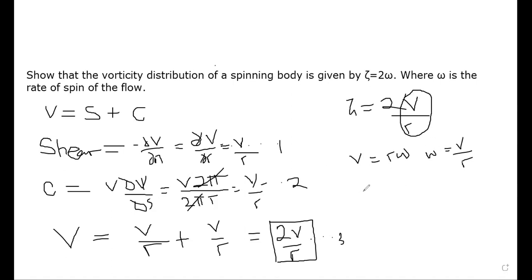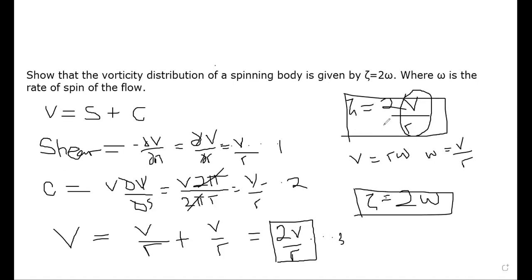So in place of V over R, we are going to replace omega. So the expression for vorticity now becomes vorticity equals 2, in place of V over R, we put omega. So this is another way we can define vorticity. We can also define vorticity as 2V over R. So these two mathematical expressions represent vorticity. Okay, so we have derived the expression.